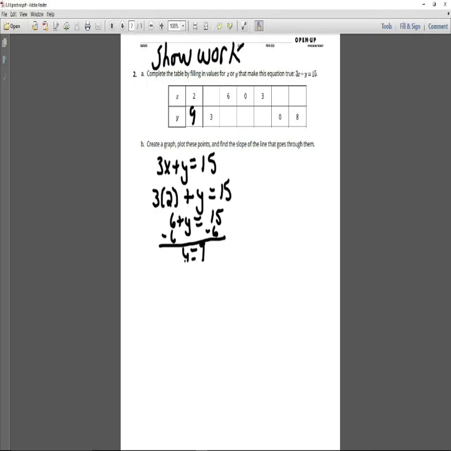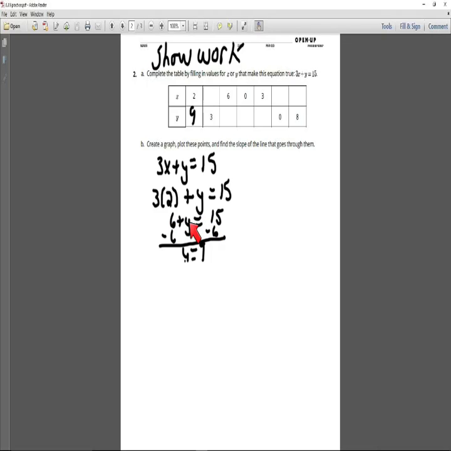Alright, so the first thing you had to do is fill in this table, and they gave the equation 3x plus y is equal to 15, and so the first thing they're giving me is an x. So I have to put the 2 in the x spot here, and whenever there's a number right next to a variable, it means to multiply. So I have to multiply the 3 times the 2. 3 times 2 is 6, plus y equals 15.